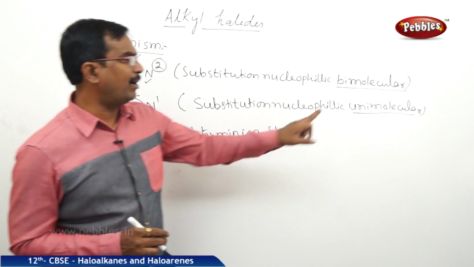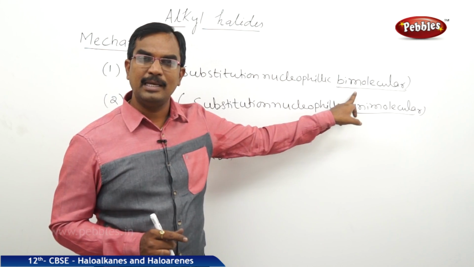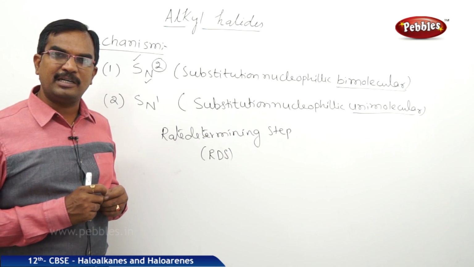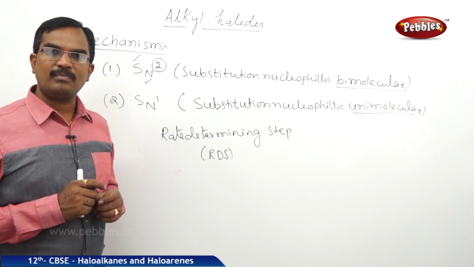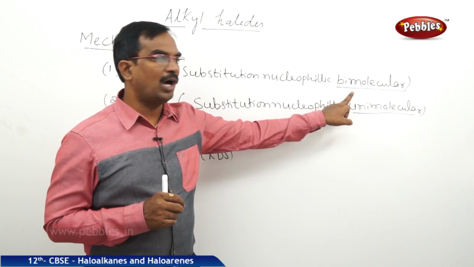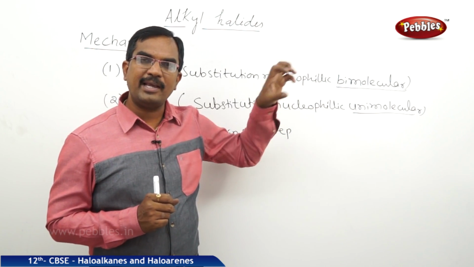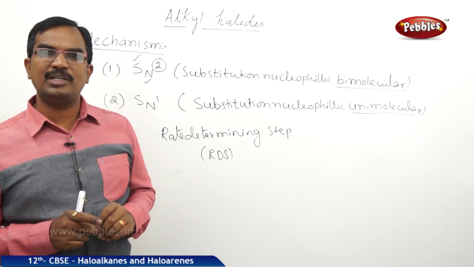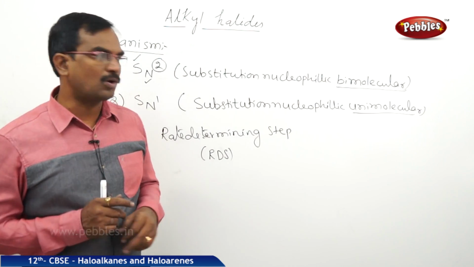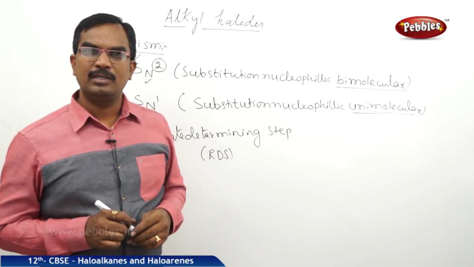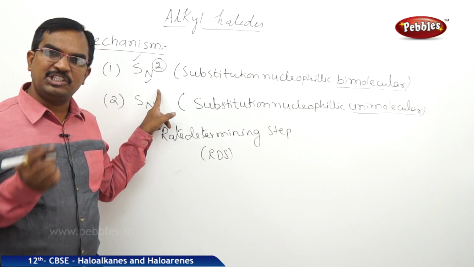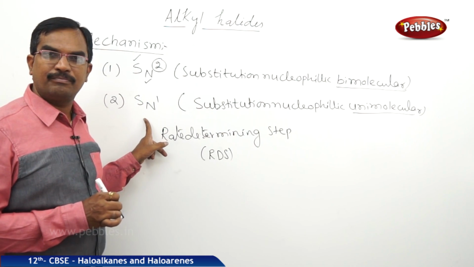So whenever you come across a bimolecular reaction, that means in the nucleophilic substitution reaction, the number of molecules participating in the rate determining step, or slowest step, is 2. That's why it is called bimolecular. If the rate determining step involves only one molecule, then it is called a unimolecular reaction. Overall, some species will undergo SN2 and some will undergo SN1.